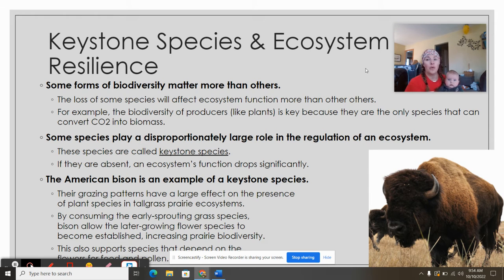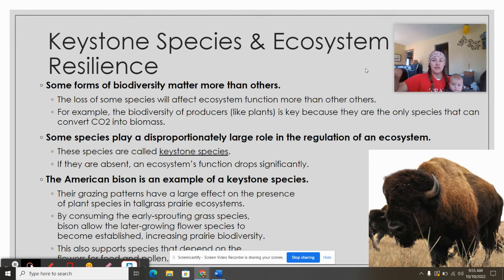When bison graze down that grass, they increase the biodiversity because when grasses grow up, they're not all the same height. Some species of grasses grow faster than others. So when bison continually mow down that grass, they actually increase the biodiversity because otherwise those grasses that grow faster than the rest of them would just grow taller and then shade out all of the rest of the grasses and take over and make it a monocultural habitat.